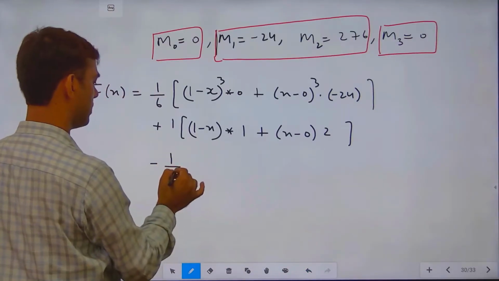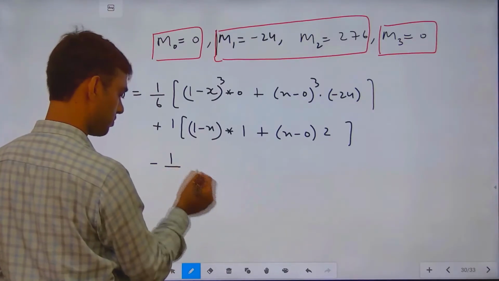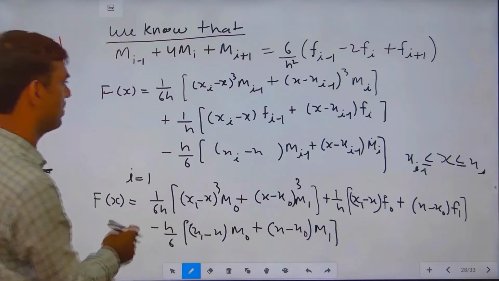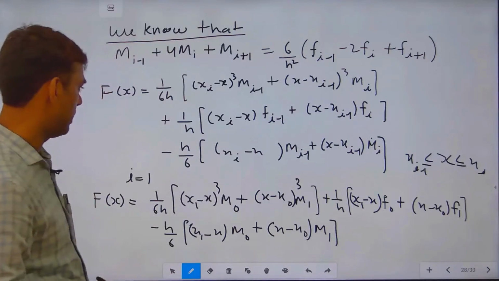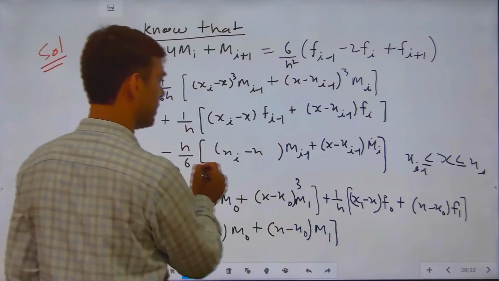1 by 6 or 1 by h. So what is the formula? Once we verify this formula, this is h by 6. So this is h by 6 or 1 by h. Once we verify this, this is h by 6.